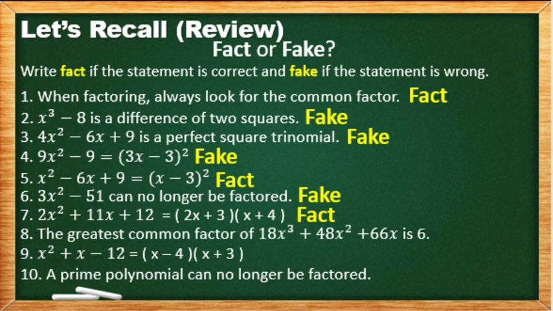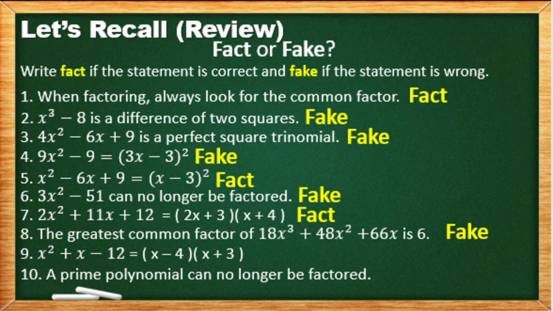Number 8. The greatest common factor of 18x cubed plus 48x squared plus 66x is 6. And the answer is fake. Kasi, ang common factor talaga nila ay 6x. Why? Kasi lahat ng term ay may x. And the smallest exponent of x is 1. Therefore, fake.